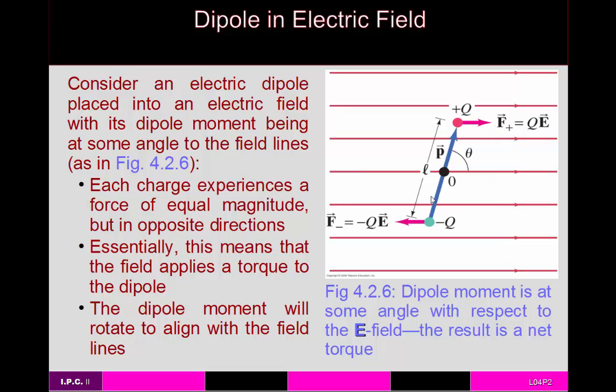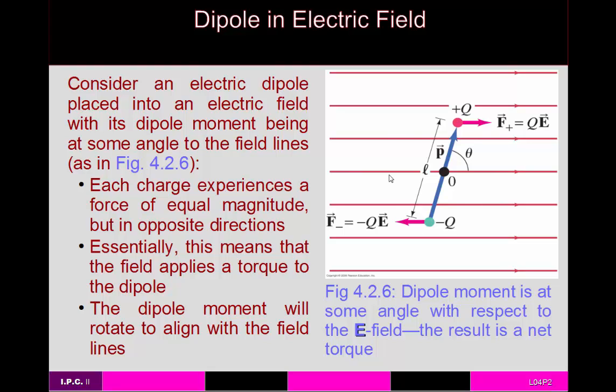So each charge is being pulled by the electric field, but in an opposite direction from the other charge. So you can see from this diagram, if you were to imagine that this was a rigid object, what would happen is that you'd have a torque on the rigid object. So the rigid object would want to spin like this. Same thing works if you have a dipole. There's a torque, in this case, in the clockwise direction.